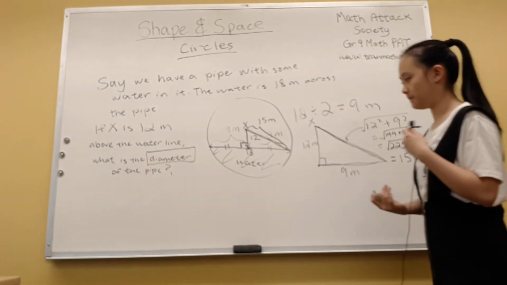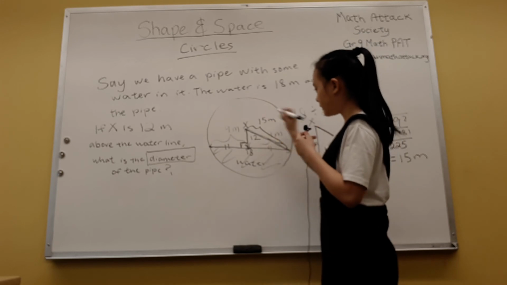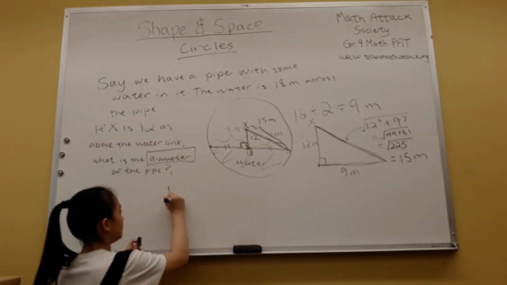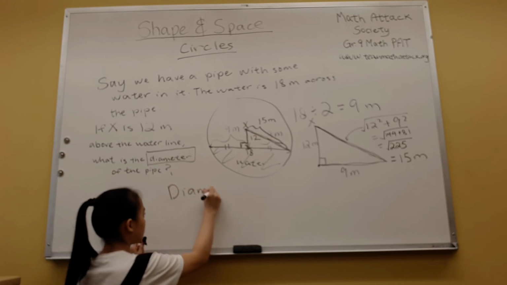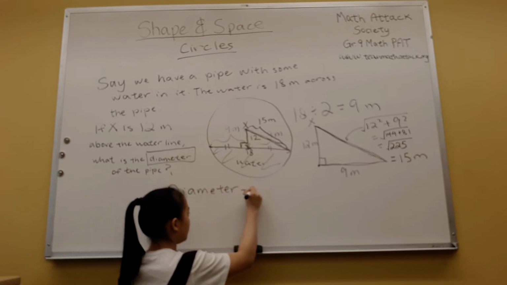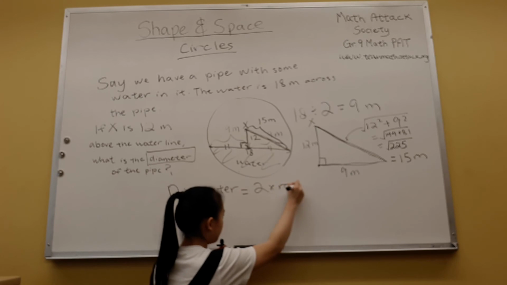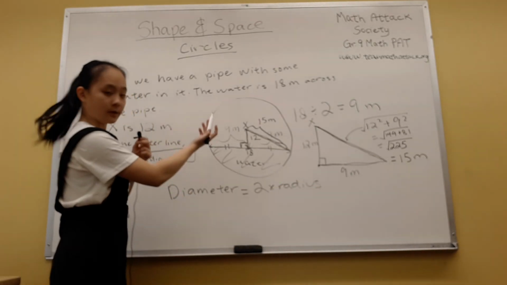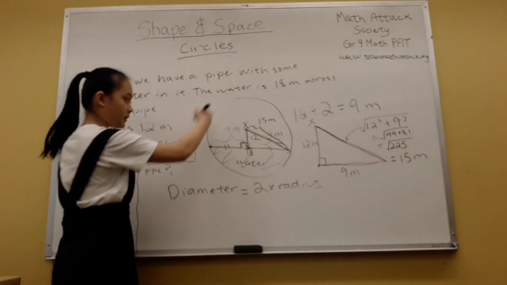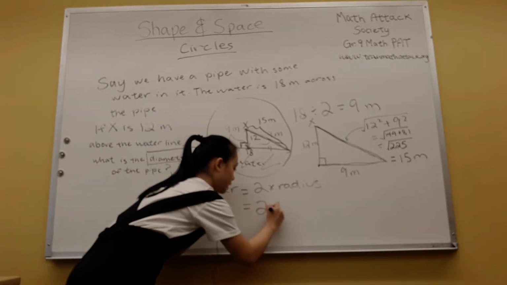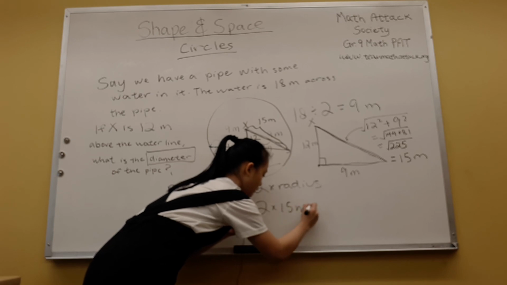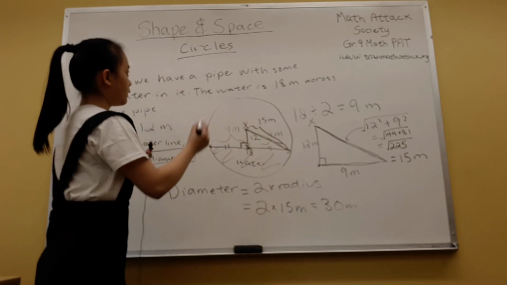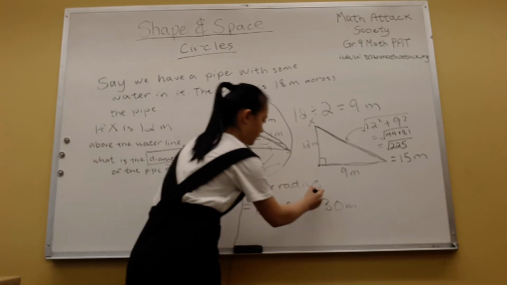So by circle geometry, we know that the diameter is equal to 2 times the radius. Since we know the radius is 15 meters, the diameter of this overall pipe is equal to 2 times 15 meters, which is equal to 30 meters. So we have our answer of 30 meters right here.